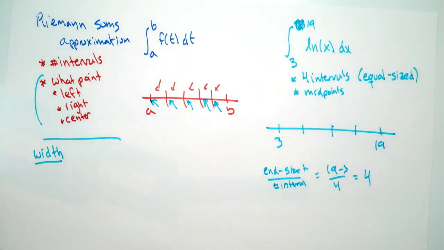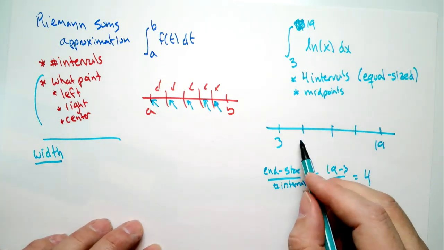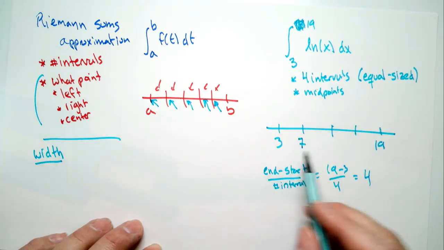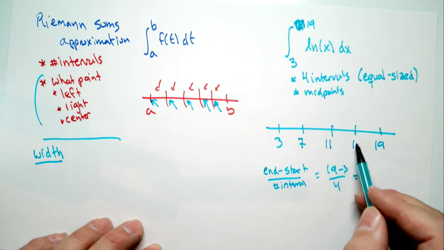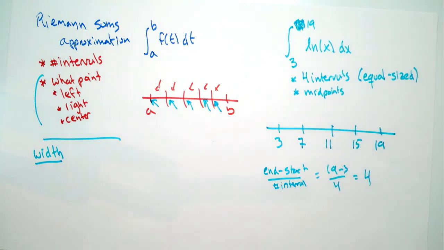So that says each interval has length 4. So my intervals are going to be size 4. So I just go 3 to 7, 7 to 11, 11 to 15, 15 to 19. I'm adding 4 at each point. So now I know where my intervals are, how I'm breaking them up.